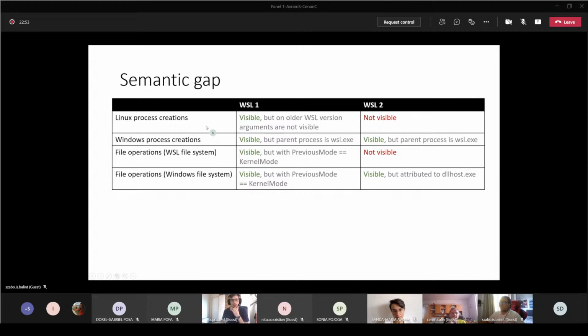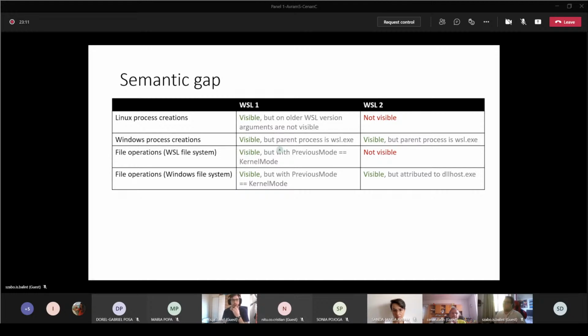Linux process creations on WSL1 are visible, but on older versions, the arguments are not visible. And this action is not visible at all on WSL2. Windows process creations are visible, but the parent process is incorrectly attributed to WSL.exe.